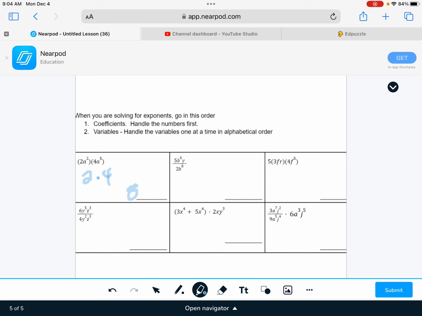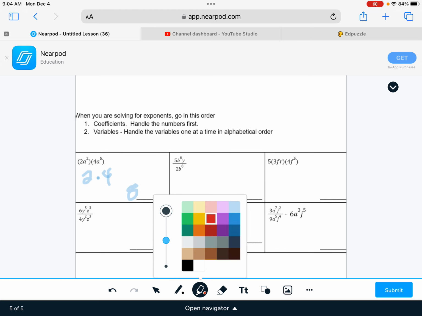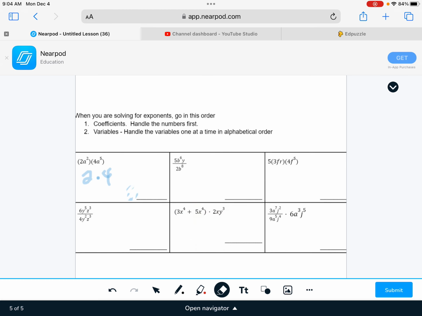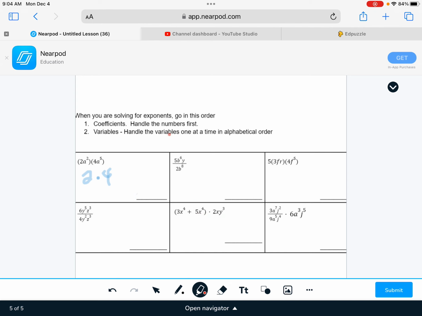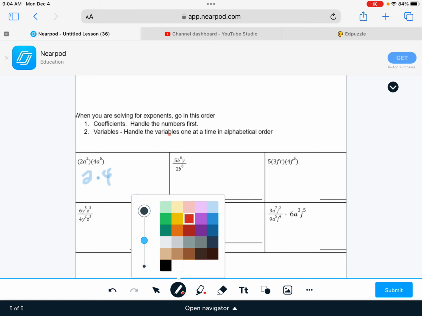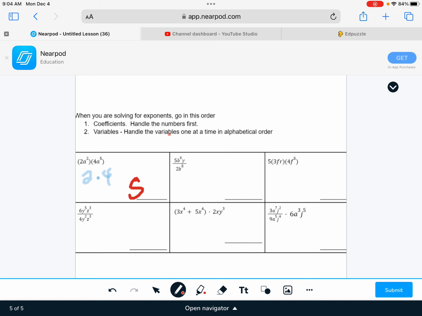And then I take those a's and I go back to my notes, and y'all can read along with me, where it says that you are going to add the exponents together as long as the base is the same. So let's go ahead and do this. 2 times 4 is 8a. 2 plus 5 is 7. So it's 8a to the 7th power. Let's go to the one next to it.